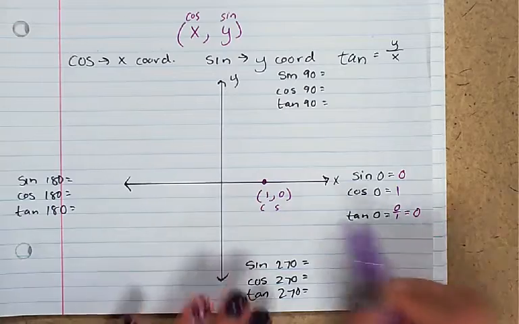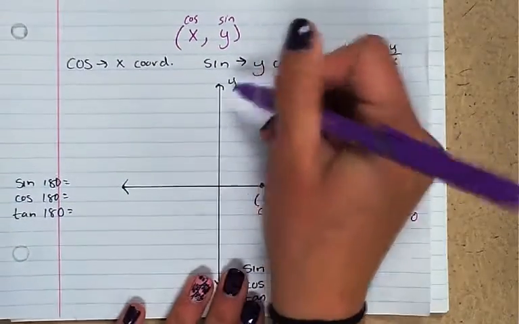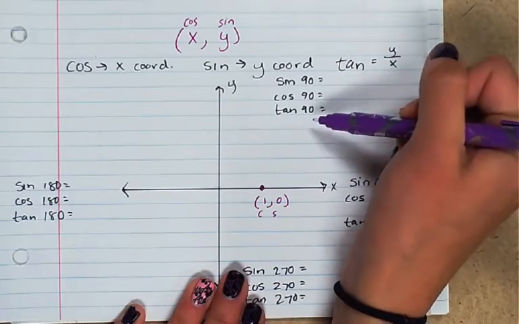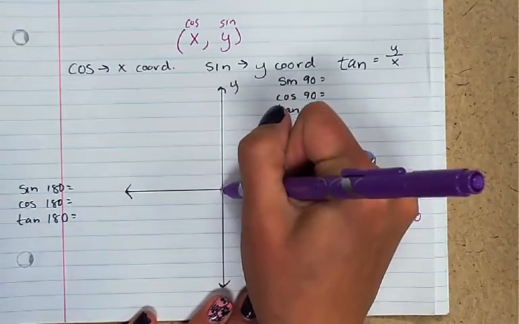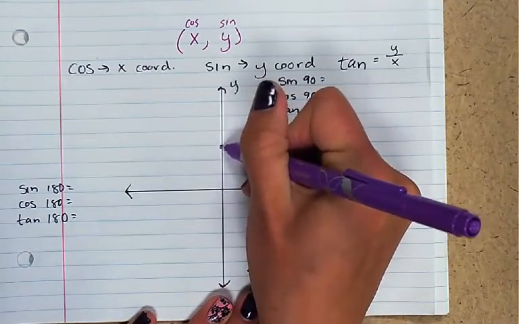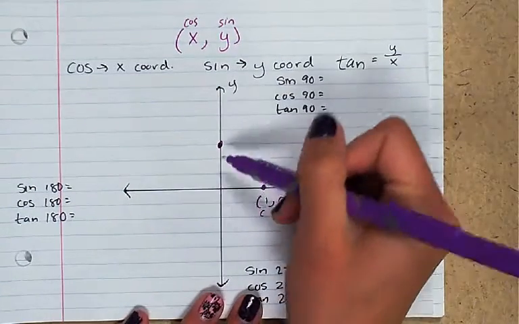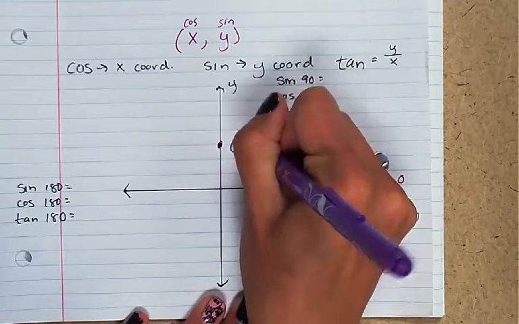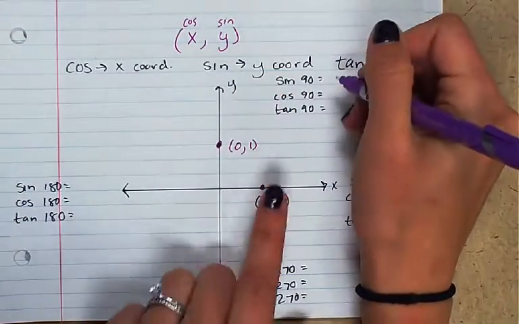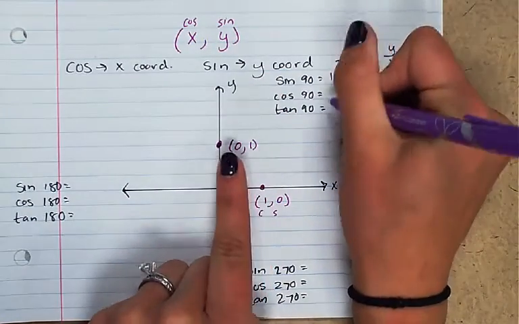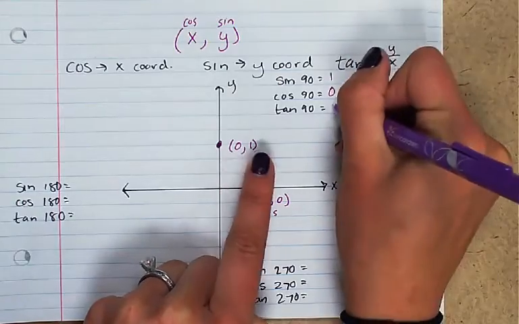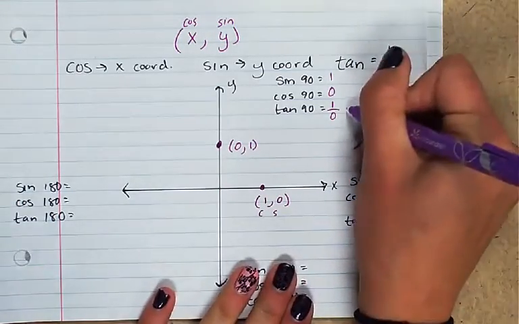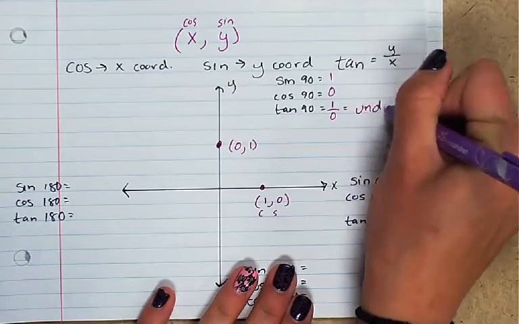Then up here, on the positive part of the y-axis, we're going to look at sine of 90 degrees, cosine of 90 degrees, and tangent of 90 degrees. For that, we would just go up one spot. What would be that ordered pair on a graph if you just went up 1? It would be (0, 1). Sine goes with the y coordinate, cosine goes with the x coordinate, tangent is y over x. So we end up with 1 divided by 0. You can't do that. So tangent of 90 degrees is undefined.